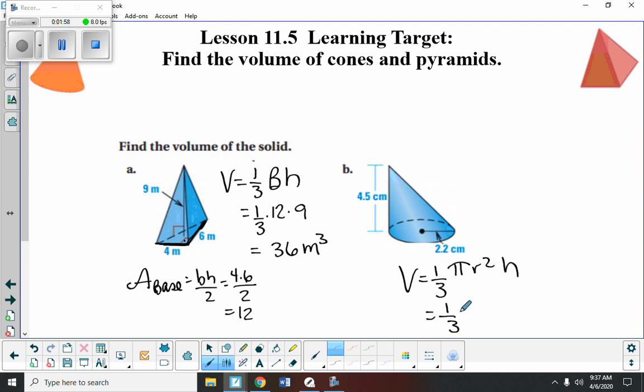We take 1/3 times pi times the radius, which is 2.2. Let me put parentheses around that, and squared, and then times the height, which is 4.5. And when I do this, what I like to do is multiply the entire numerator together and then divide by 3. And that would give us approximately 22.8, and that would be centimeters cubed.